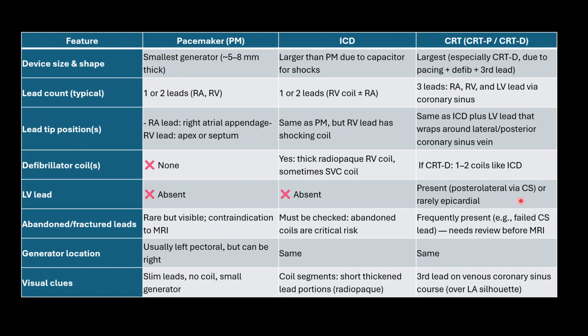The left lead is posterolateral through the coronary sinus, or rarely epicardial. Abandoned leads are frequently present, and failed coronary sinus leads need review before MRI. The same applies to the location of the generator, left or right pectoral. We should see the visual clue on the X-ray: a third lead in the coronary sinus over the left atrium.